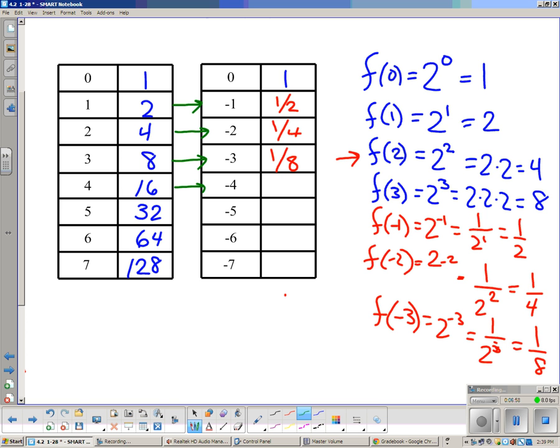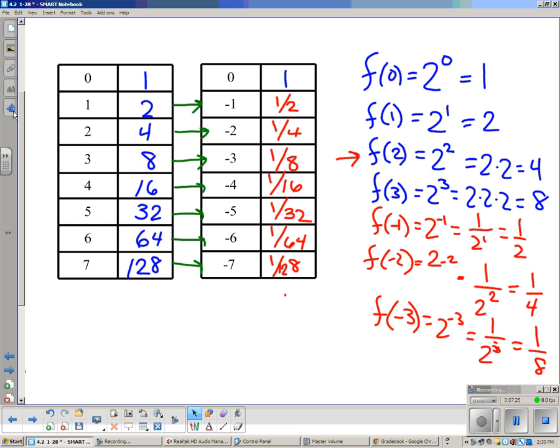So it makes sense that the same should apply for the rest of the values, which means that when we plug in a -4 into the function, we get 1 over 16. -5, 1 over 32. -6 would be 1 over 64. And -7 would be 1 over 128. So we've now filled out our chart.